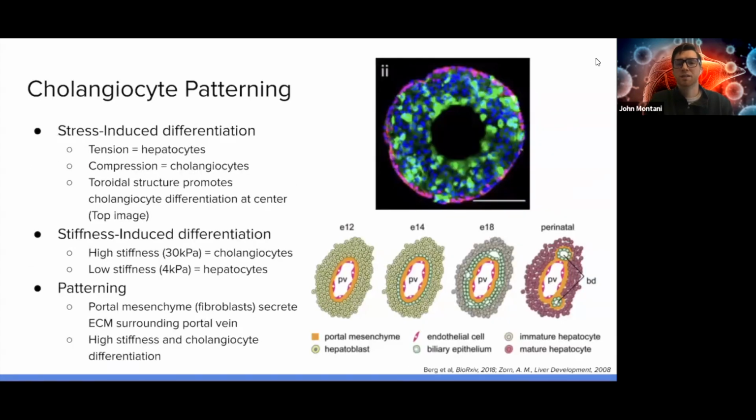Cholangiocyte patterning is also dictated by mechanical factors. Shear stress and substrate stiffness have been shown to manipulate hepatoblast differentiation patterns. More specifically, tensional forces and low substrate stiffnesses promote hepatocyte differentiation, while compressive forces and high substrate stiffnesses correlate to cholangiocyte differentiation. These results translate to the in vivo patterning seen since the hepatoblast interacting with the portal vein would be experiencing high substrate stiffnesses due to the portal mesenchyme secreting ECM and compressive forces from surrounding cell mass, leading to cholangiocyte differentiation seen around the portal vein.